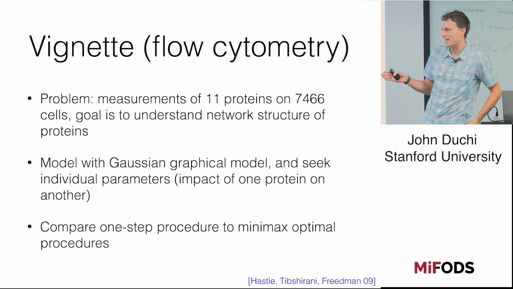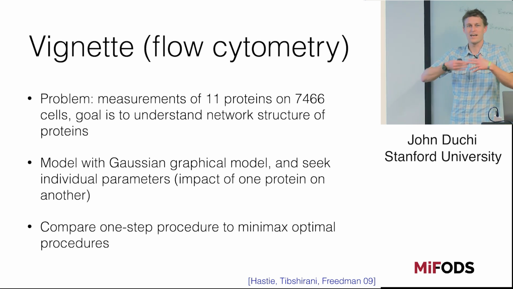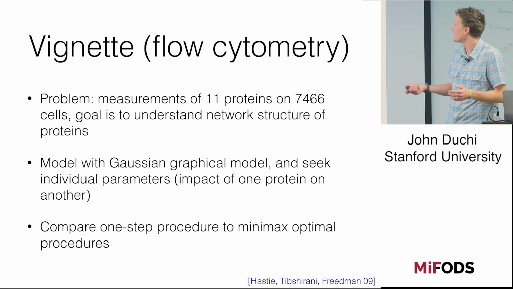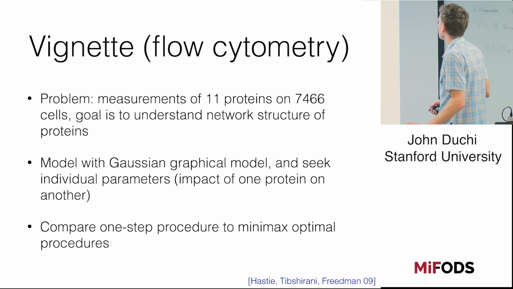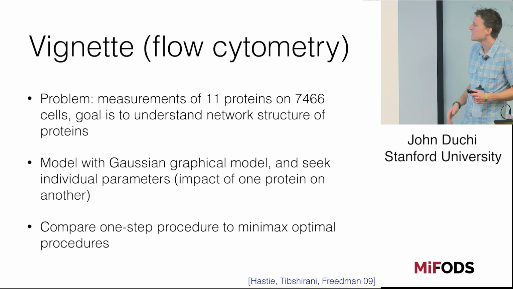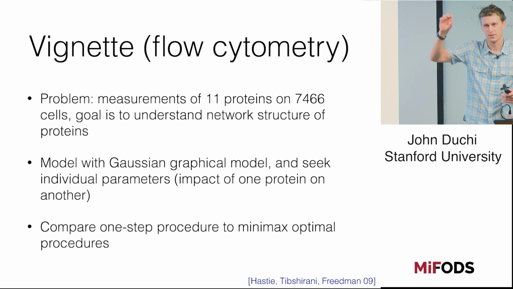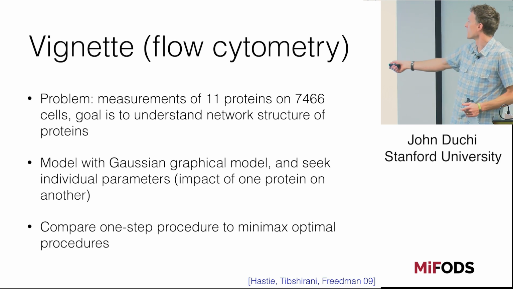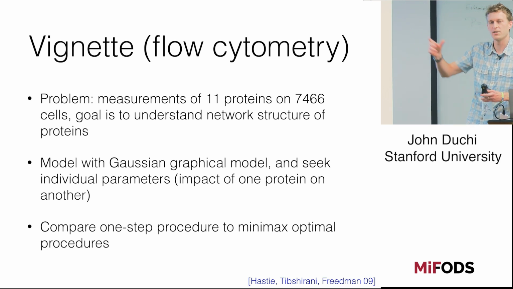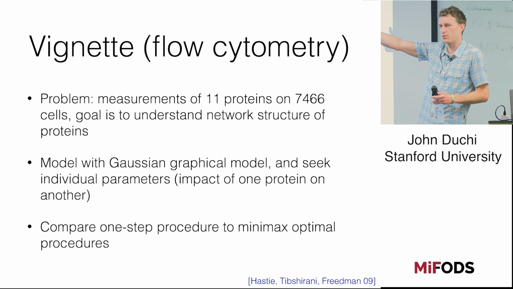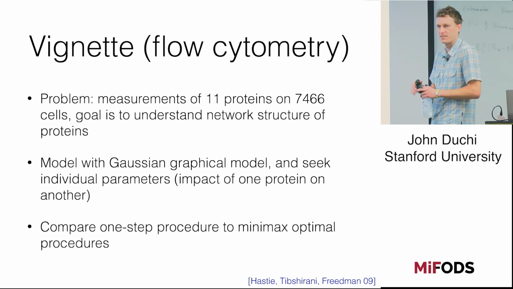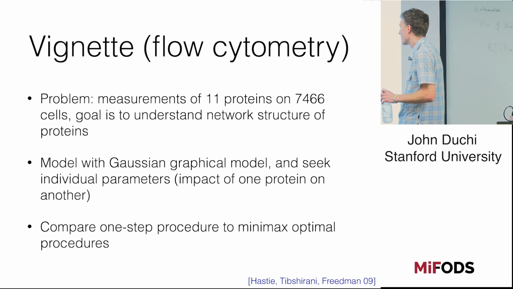But let me give you a vignette just to show you can do some of this, and it's not as bad as all that. So here's a flow cytometry experiment. I have 11 proteins that I'm measuring on 7,500 cells. I want to understand how the proteins interact, so infer something about the network structure. I'm going to model this with a Gaussian graphical model, and I want to ask what the individual parameters are. I just care whether protein 1 is interacting with protein 2. Do they have some kind of regulatory interaction? That's the kind of thing I care about, just single pair interactions.